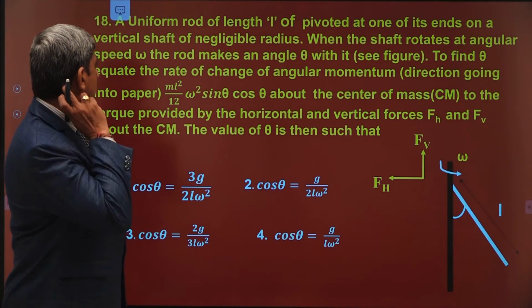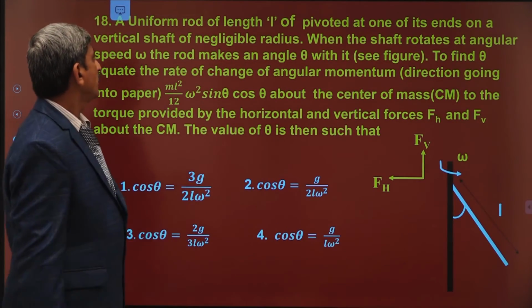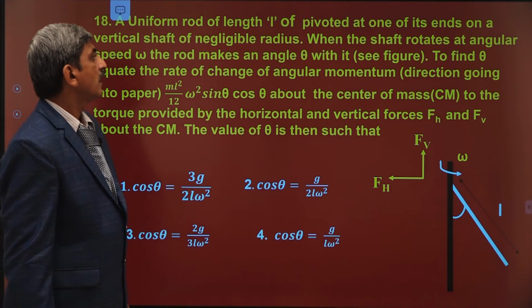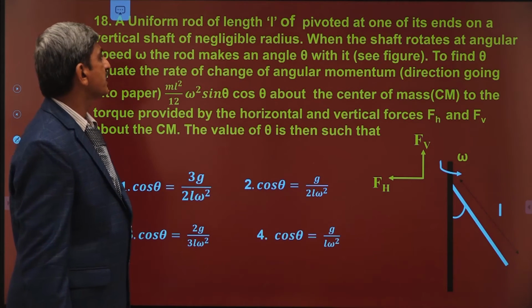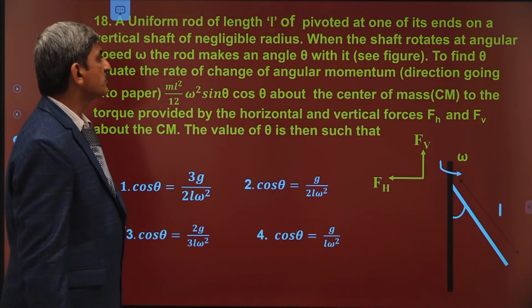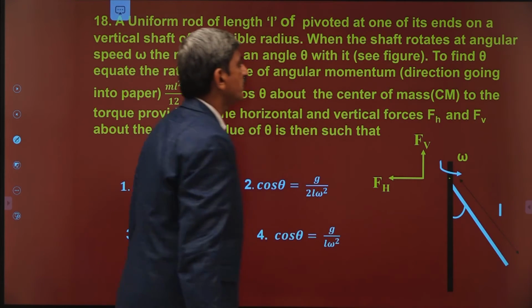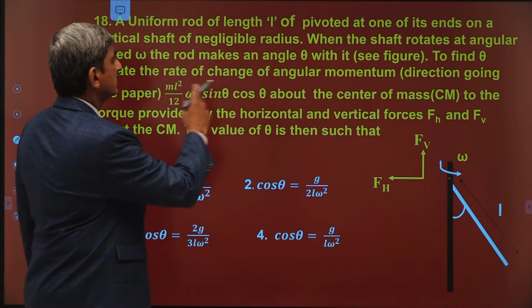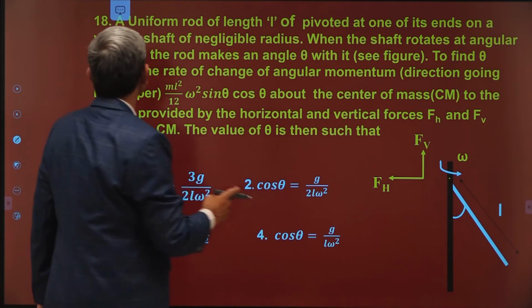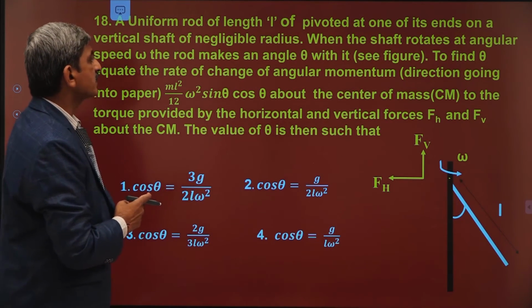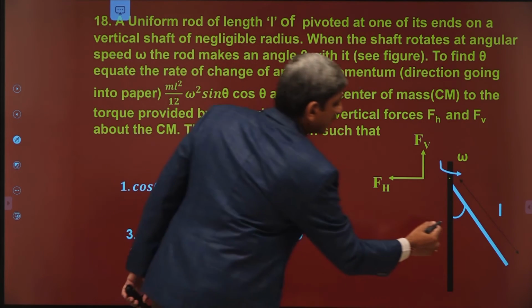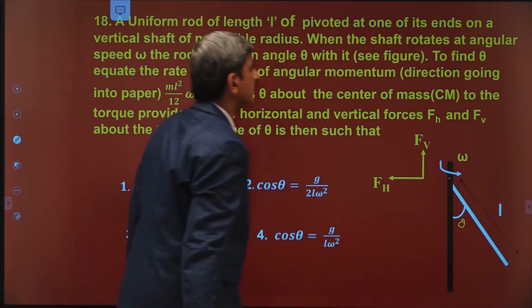Now come to the next problem. A uniform rod of length L is pivoted at one of its ends on a vertical shaft of negligible radius. This is the shaft, so this is the rod, it is pivoted, and the shaft rotates at an angular speed of omega. The rod makes an angle theta with it. This angle is given, this is theta.